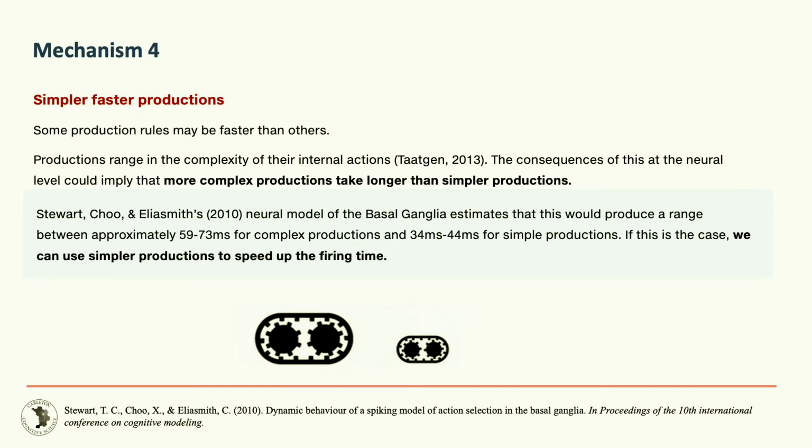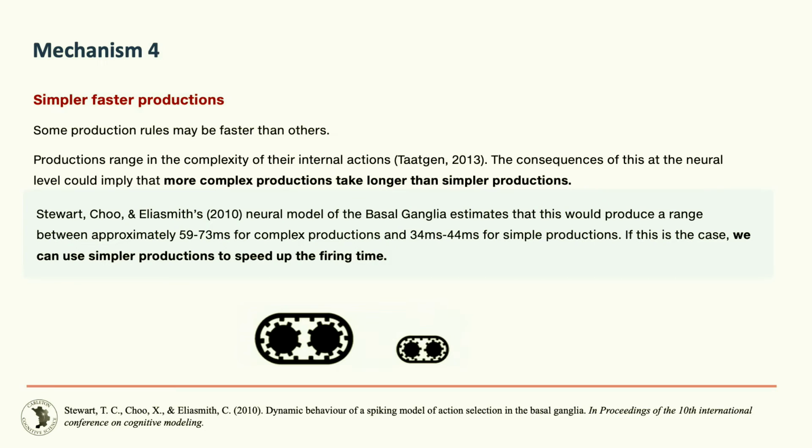Mechanism 4, simpler, faster productions. This is sort of where we hang our hat, in that some productions may be faster than others. Productions range in their complexity of internal actions. The consequence is that at the neural level, this could imply more complex productions take longer than simpler productions. You have more gross, more broad, more complex, slower productions that take fewer samples per second, and you have faster, subtler, simpler productions with fewer internal components that take more samples per second. And this allows for a faster detection rate.